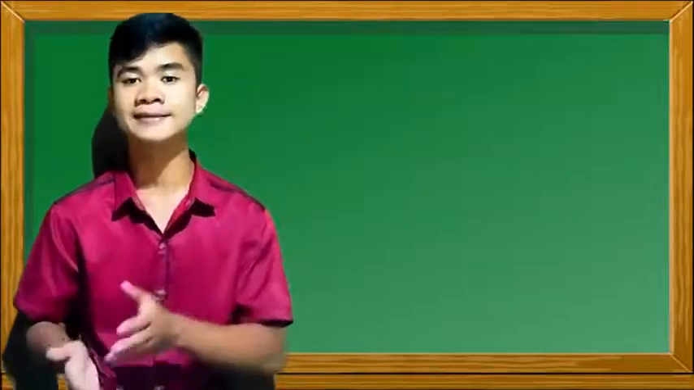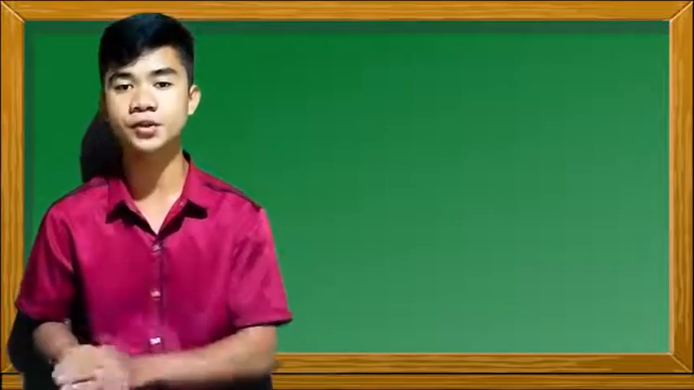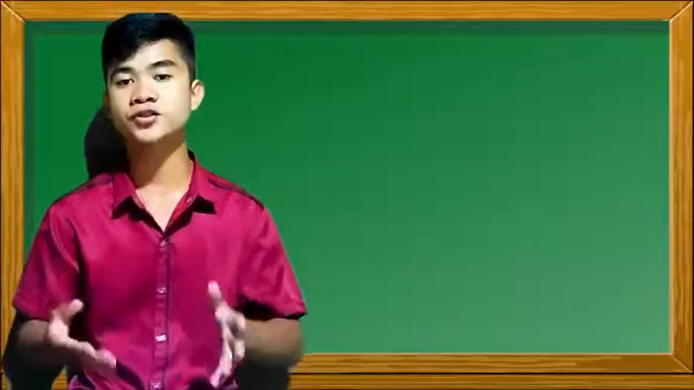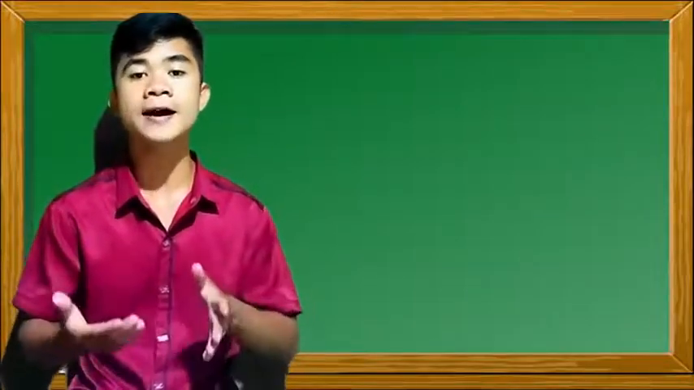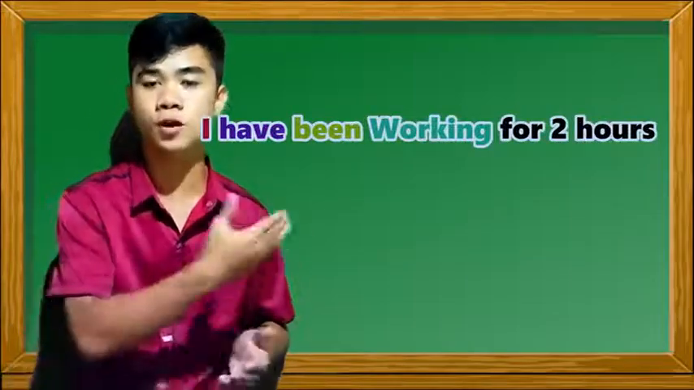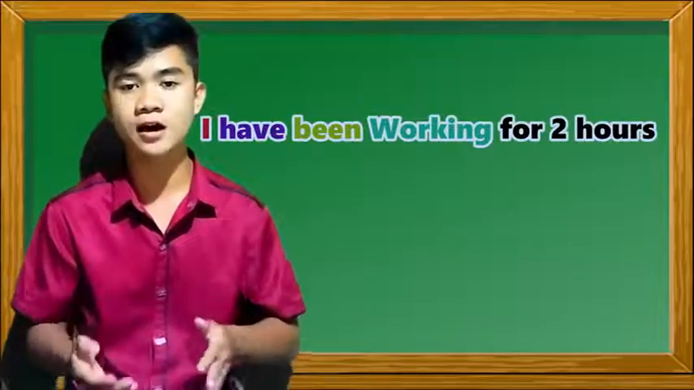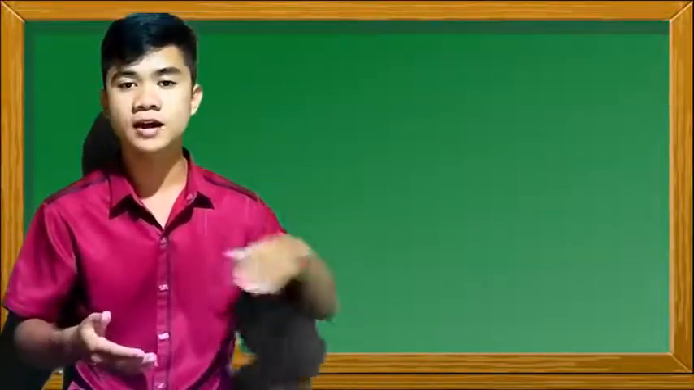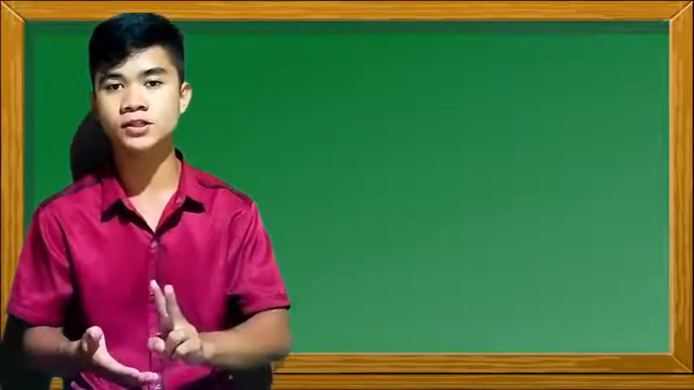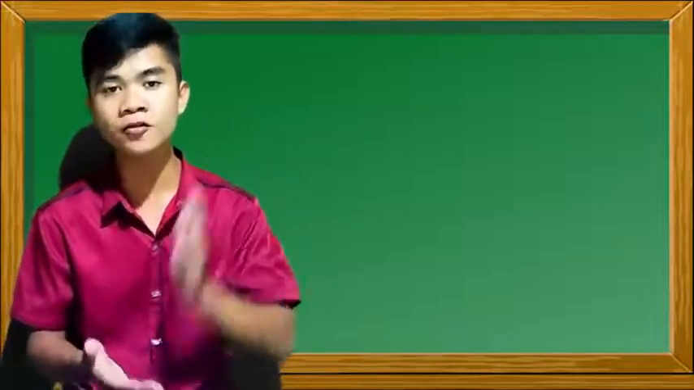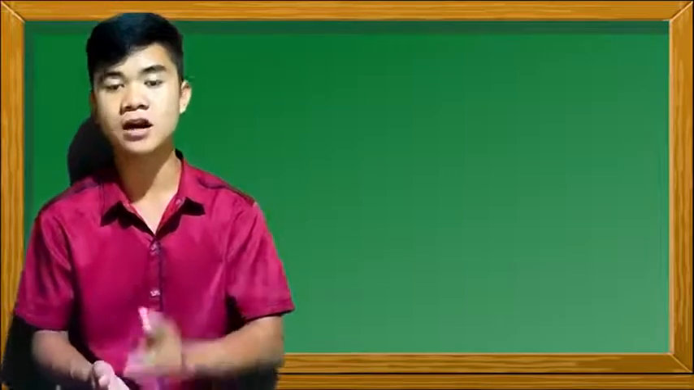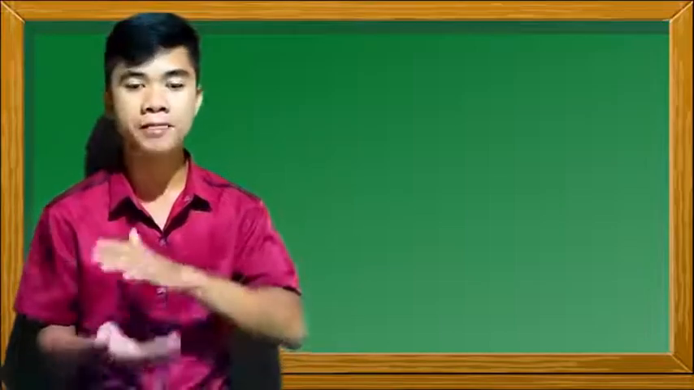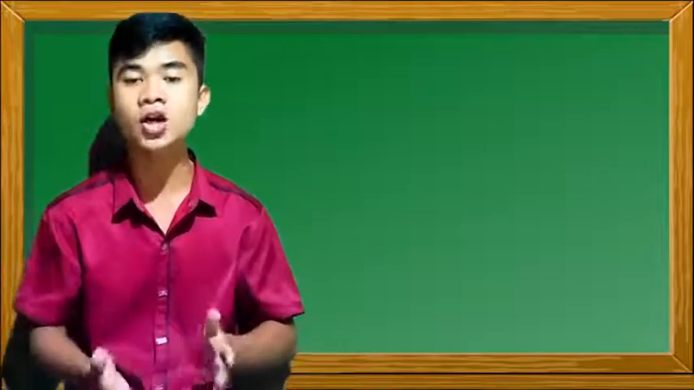Now we are going to make an example of the present perfect continuous tense using the form that we have learned. Example, I have been working for 2 hours. So it means I started working in the past. I am working for 2 hours, and I'm still working, and I'm not finished working. So I have been working for 2 hours, but my work is not finished, it still continues.